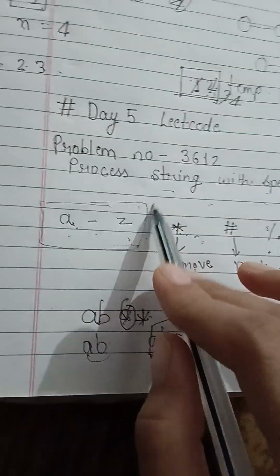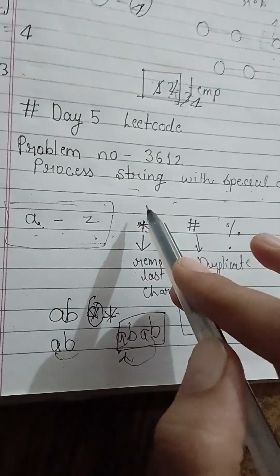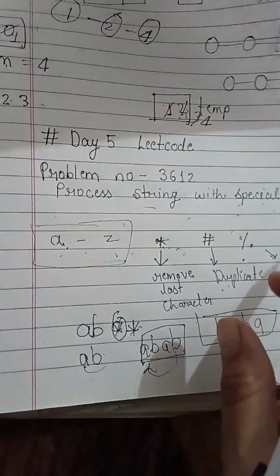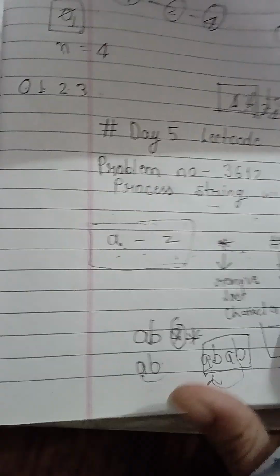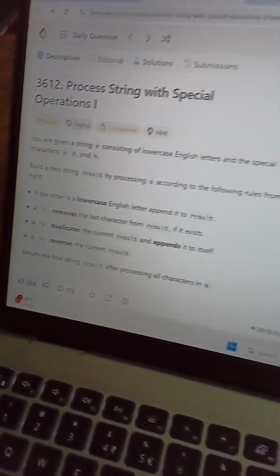Today I am taking problem number 3612, which is Process String with Special Operations. It means we have to perform some special operations on a string. You can read the full description of this problem statement on LeetCode. I am just explaining what we have to do.